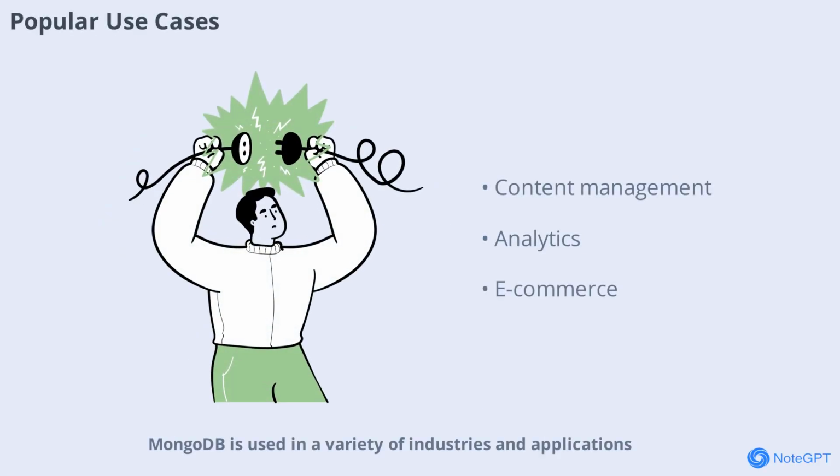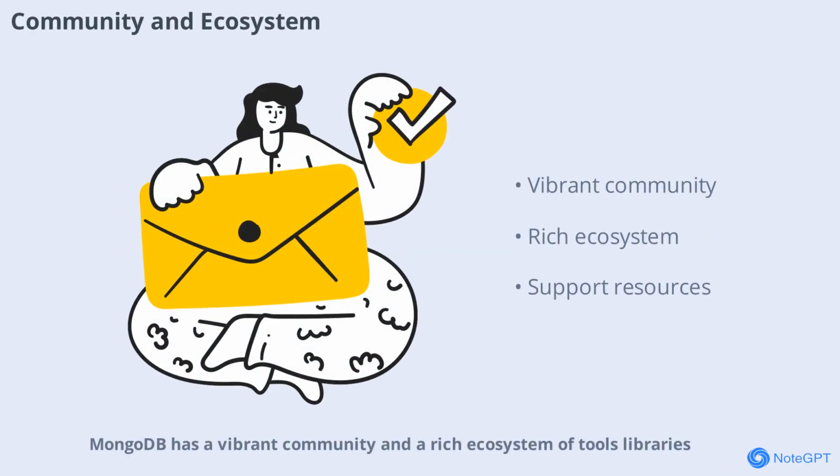MongoDB is used in a variety of industries and applications. Common use cases include content management systems, real-time analytics, IoT platforms, mobile apps, and e-commerce sites. Its flexibility and scalability make it a preferred choice for projects that require rapid iteration and handling of diverse data types. MongoDB has a vibrant community and a rich ecosystem of tools, libraries, and resources.